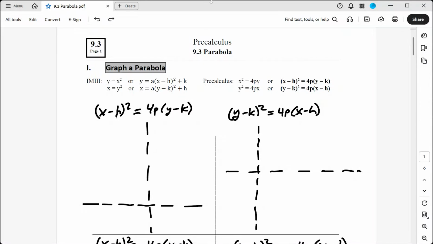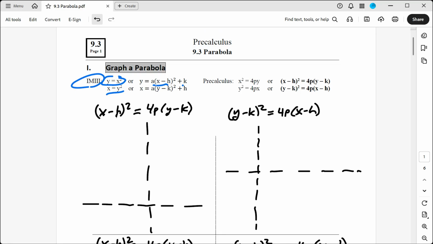Hello, welcome. We are looking right now at parabolas. And in Integrated 3, parabolas were written in this format here. Right? y equals x squared, or with the x minus h and the k out here. Or if it was left or right, we would have the y that's squared.